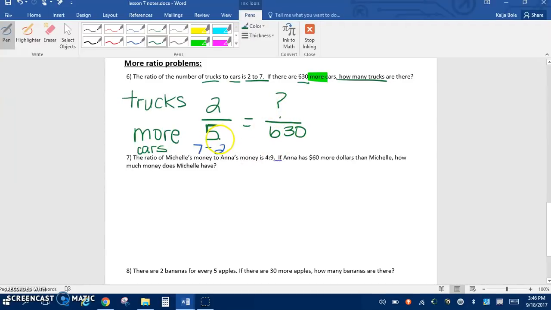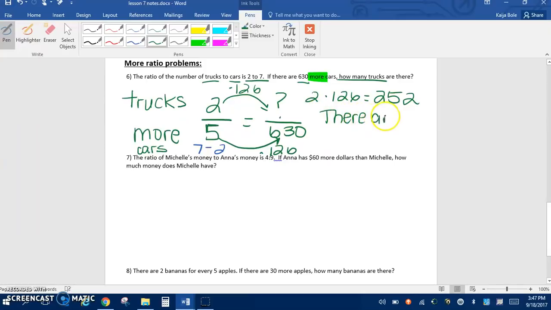So we have to ask ourselves again, 5 times what number gives us 630? If you do it in the calculator, 630 divided by 5 is 126. So we're going to multiply the top by 126 as well. Alright, and then 2 times 126, you do it in the calculator or off to the side, is 252. So there are 252 trucks. And that's our final answer.